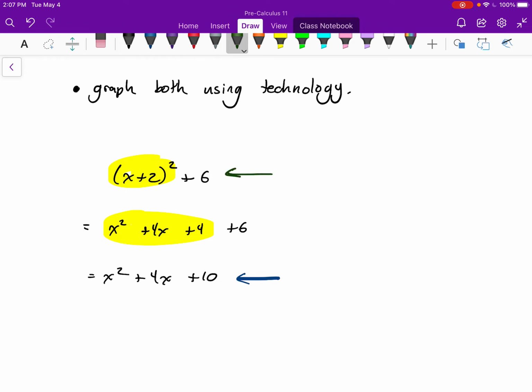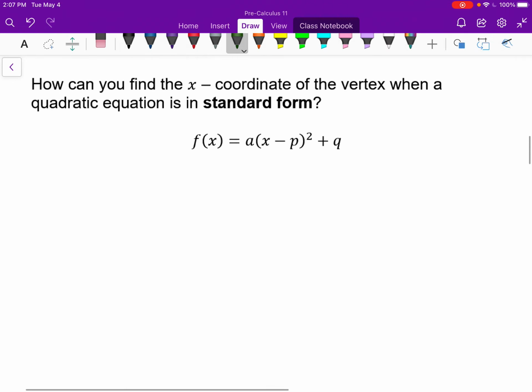This is vertex form. Now there's not a lot, like I said, that's actually useful about standard form for graphing. It's really useful for other things. But there's a bit we can do. There is a way we can take an equation in standard form, perform a quick calculation, and figure out where the x coordinate of the vertex is.